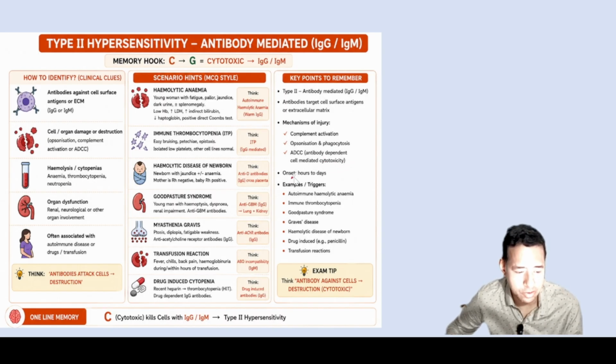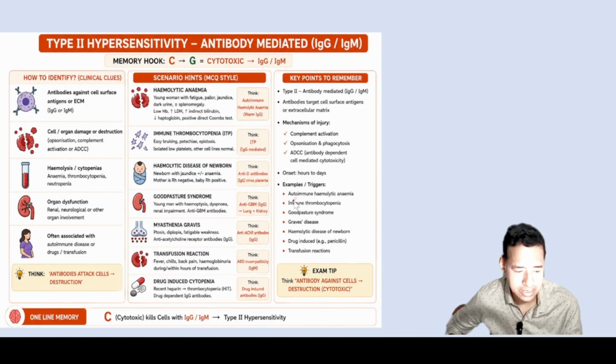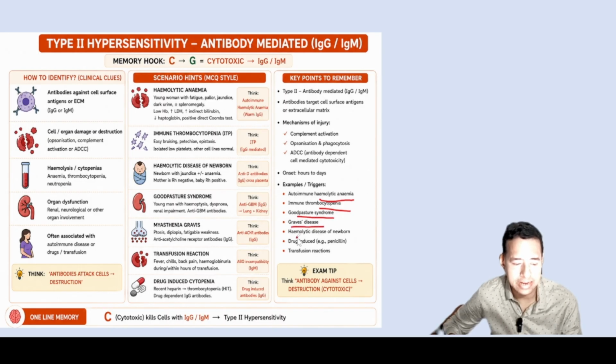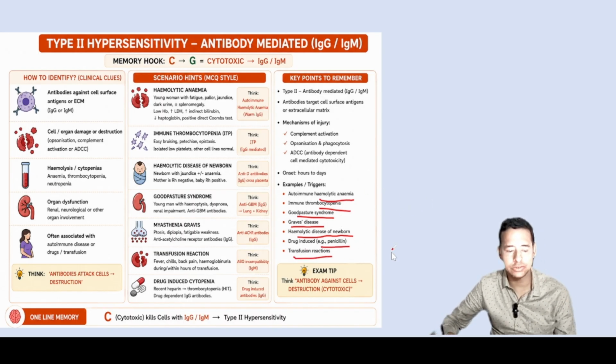And onset is hours to days, whereas that one is minutes to hours, and this one is hours to days. Examples they may give you: autoimmune hemolytic anemia, immune thrombocytopenia, Goodpasture syndrome, Graves disease, and hemolytic disease of newborn. Then drug-induced, which is penicillin. Penicillin mostly they will be asking, and transfusion reaction you have to know.